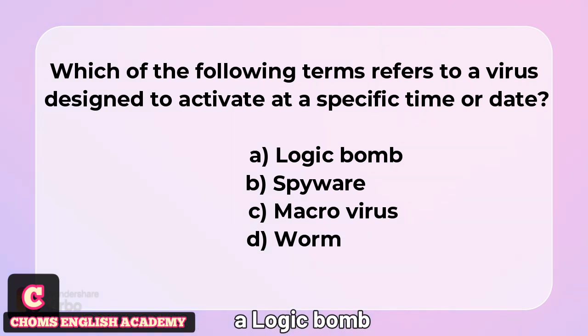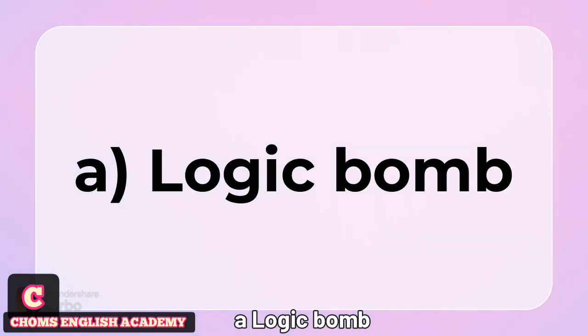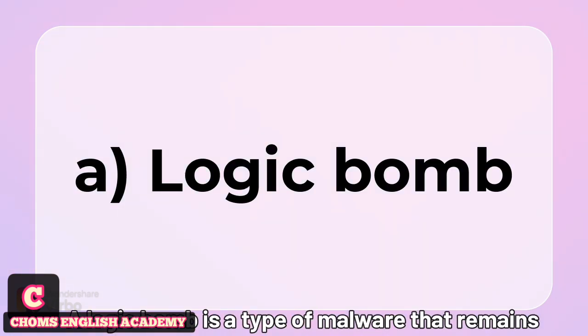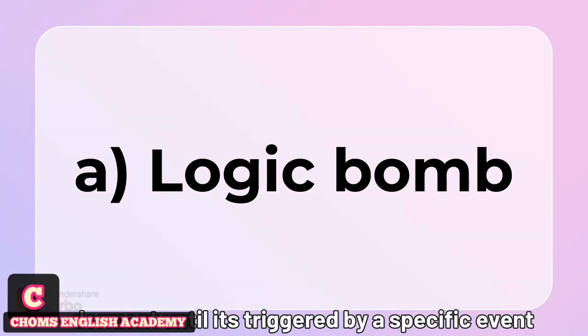Which of the following terms refers to a virus designed to activate at a specific time or date? A. Logic bomb. B. Spyware. C. Macrovirus. D. Worm. Answer. A. Logic bomb. A logic bomb is a type of malware that remains dormant until it's triggered by a specific event, such as a date or time.